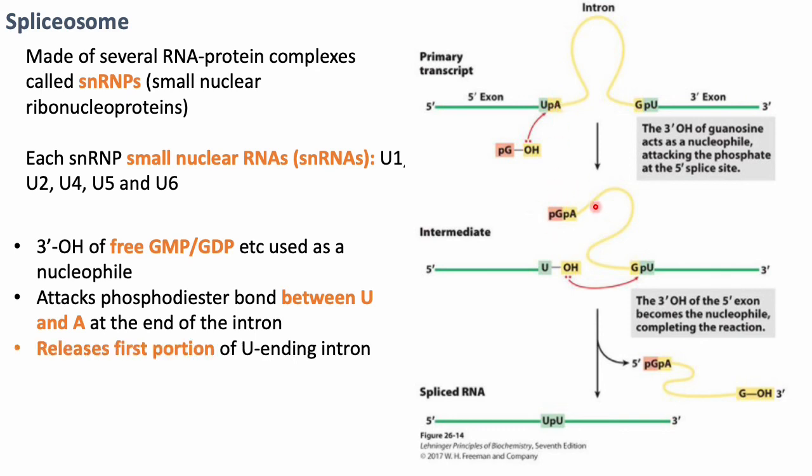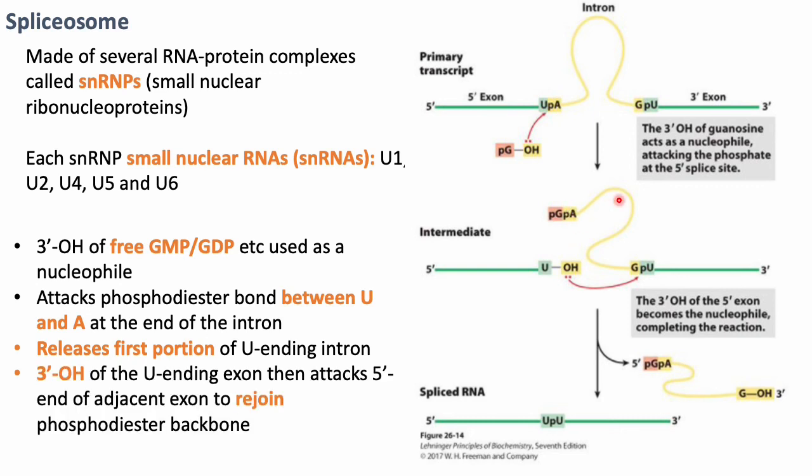And this releases the first portion of the U-ending intron. Then the 3' hydroxyl group of the U-ending exon attacks the 5' end of the adjacent exon. And so the intron gets spliced out, and then we get the joining up of the ends of those exons, the rejoining of the phosphodiester backbone.